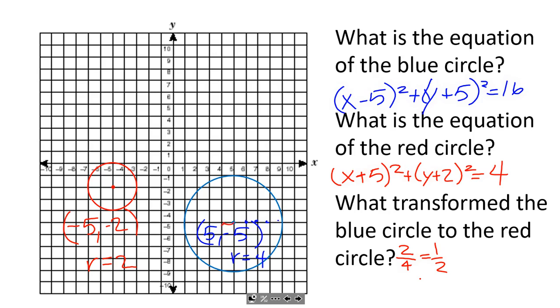So let's count how much. 1, 2, 3, 4, 5, 6, 7, 8, 9, 10. So it moved 10 to the left, right? And then it moved 1, 2, 3 up. So that would be my vector right there that would have moved it. So it would have moved 10 to the left and 3 up.